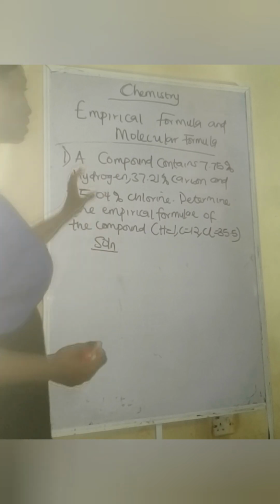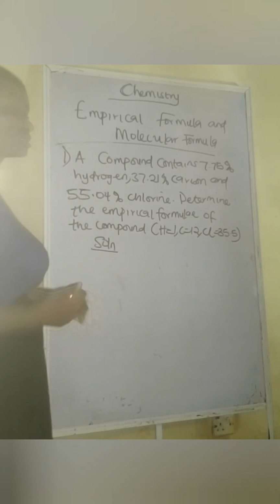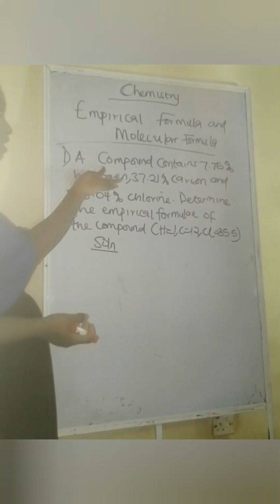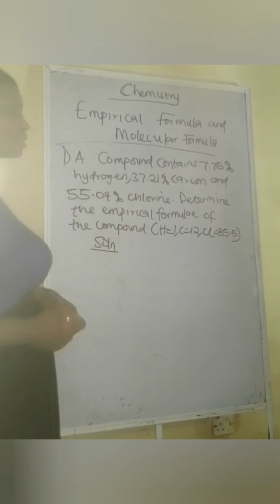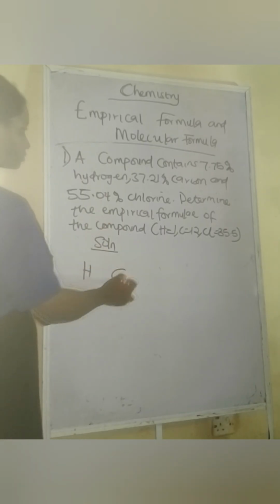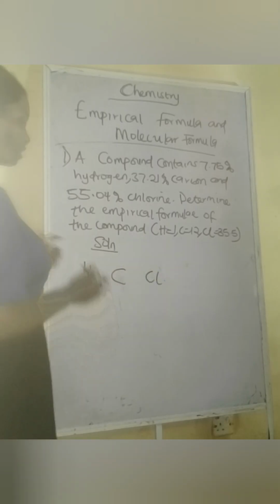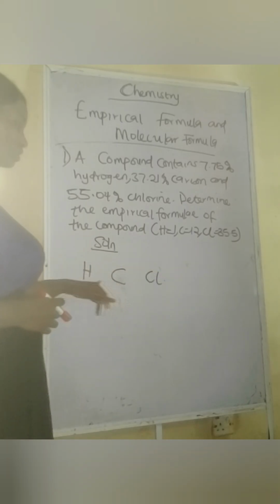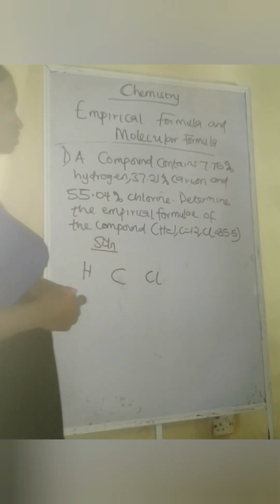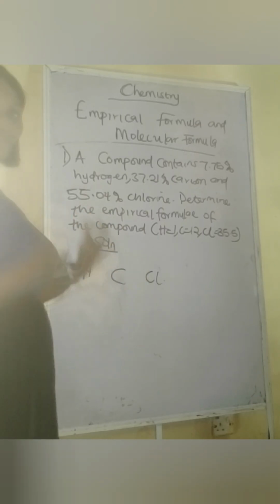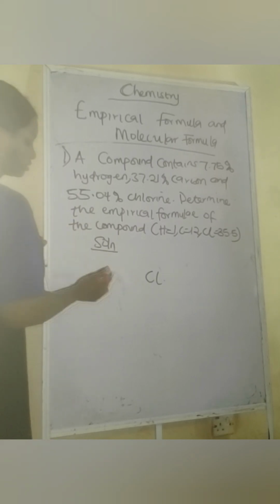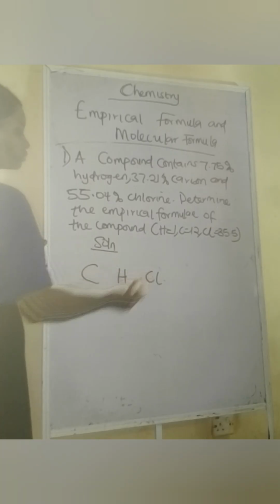First and foremost, let's write out the elements that we have in this question. We have 3, which are hydrogen, carbon, and chlorine. So let's write it out. We start with hydrogen, carbon, and we have chlorine. Some people can start with the carbon, the hydrogen, and chlorine. But anyhow we start, the most important thing is we first get the calculation, after which we can rearrange it. We can still start with the carbon first, followed by the hydrogen, then the chlorine.